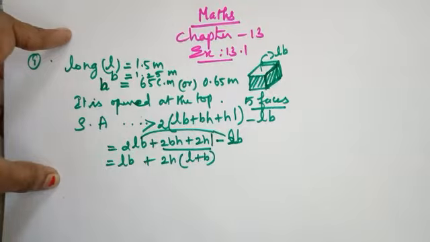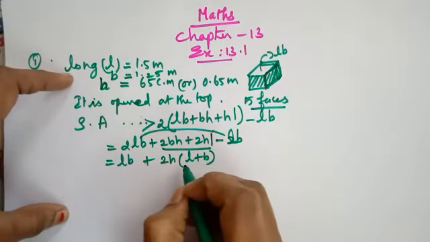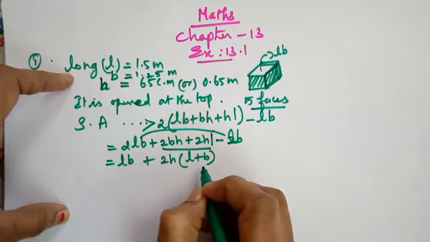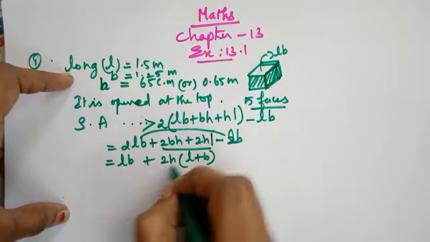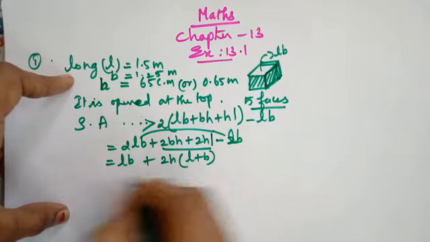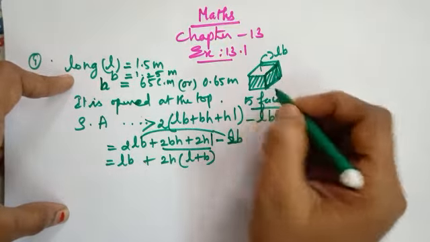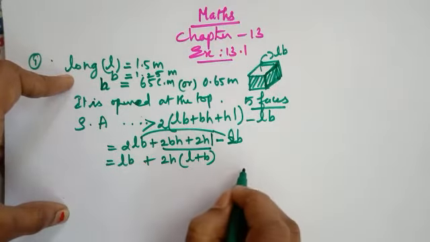Students, 2H of L plus B, that is the lateral surface area. Very good. So LB plus lateral surface area, directly you can write it. Is it clear? For 5 faces you have to write LB plus 2H of L plus B.